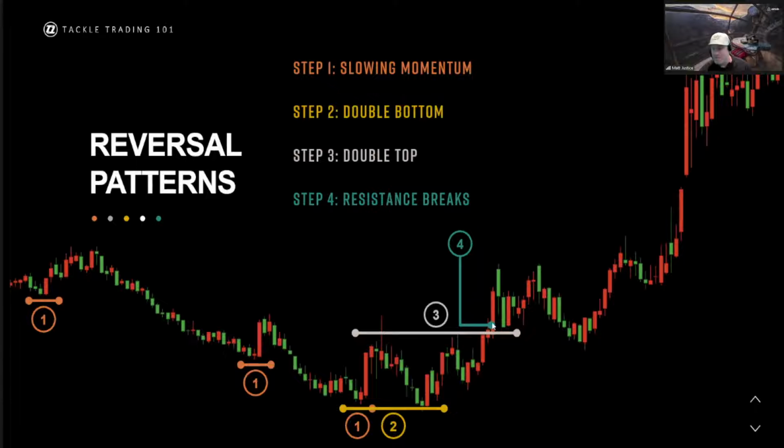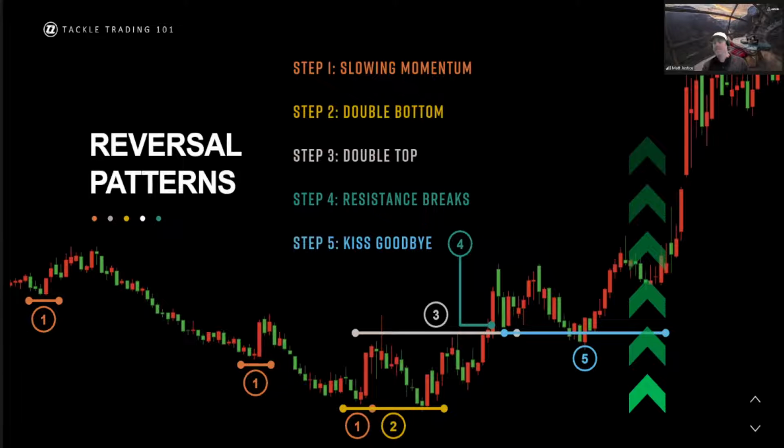And so you've got to break out of resistance. Once you break out of resistance, you now have a nice little bullish uptrend. Well, what's step 5? Step 5 is not the kiss goodbye. It's supposed to read kiss hello, by the way, Christian. But it's not the kiss.